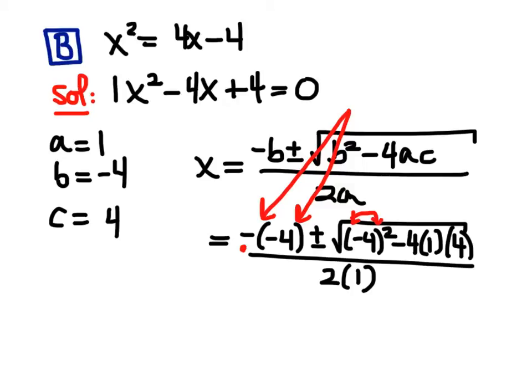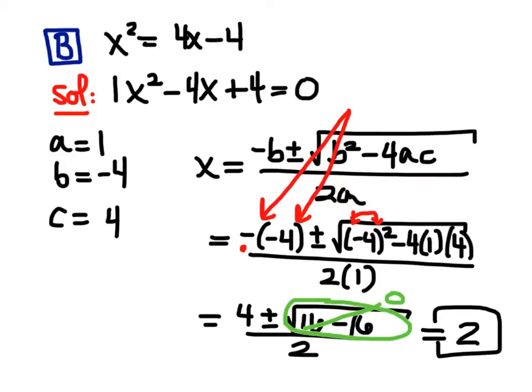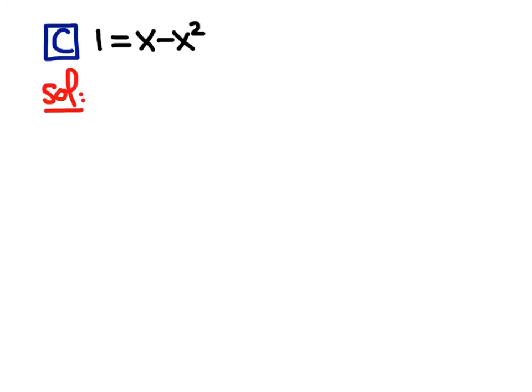All right, so then we simplify this. On the outside we just have a positive 4. On the inside you have negative 4 squared, which is 16, minus 16 all over 2. And this actually works out really nicely because this entire term here, square root of 16 minus 16, is really just square root of 0, so that goes to 0. And we have 4 over 2, which is just 2. Okay, so this is one of the situations where we only have one solution, and that solution is x equal to 2.